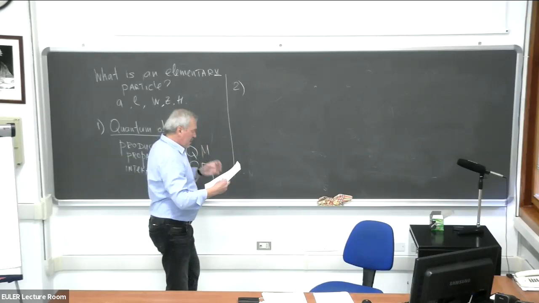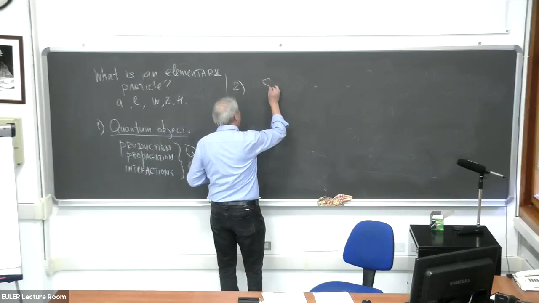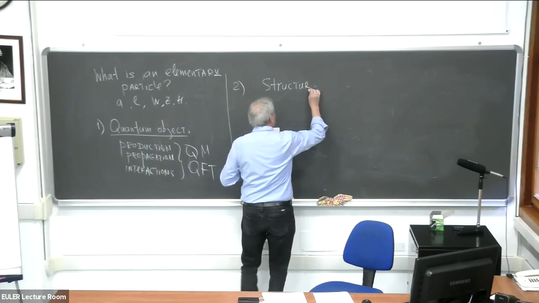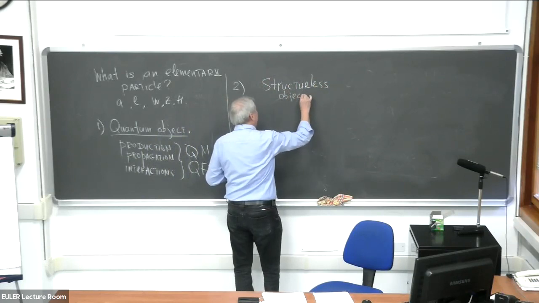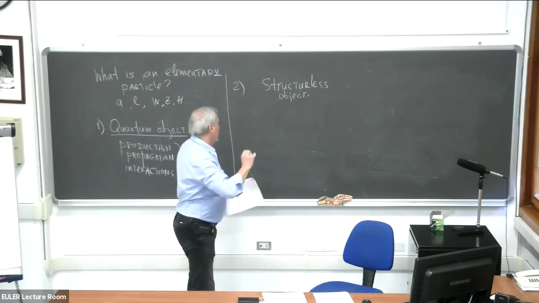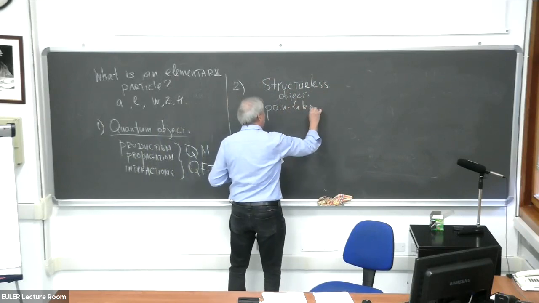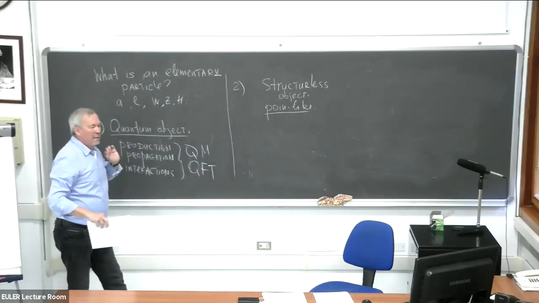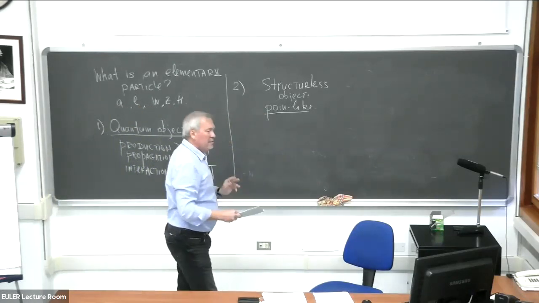Now, the second is that usually we refer to an elementary particle as a structureless object. So it looks like a point-like object. It has no structure, no substructure. So we think that all these objects are point-like. They have no structure, at least for the time being.